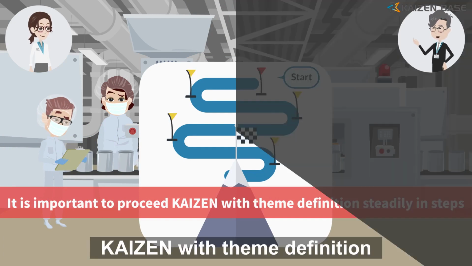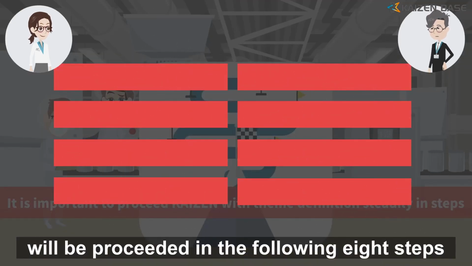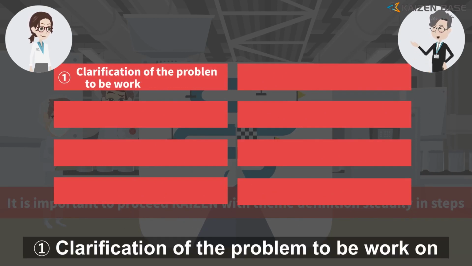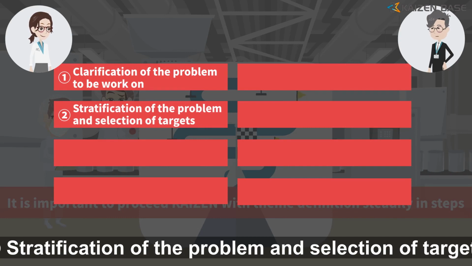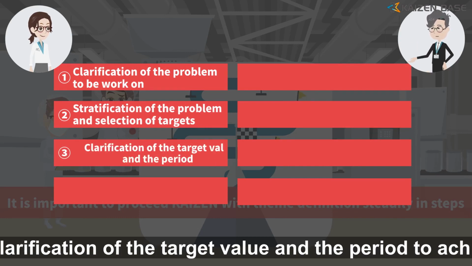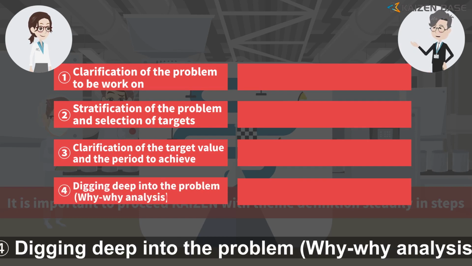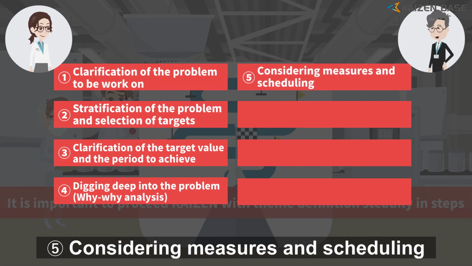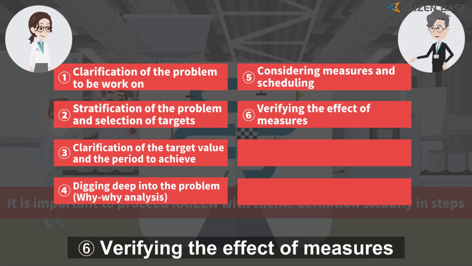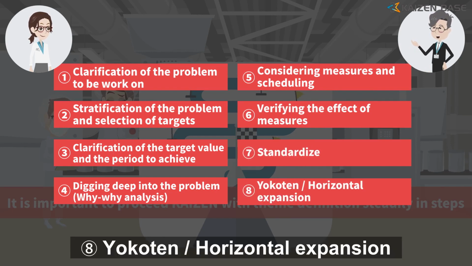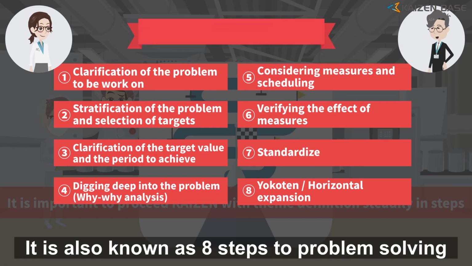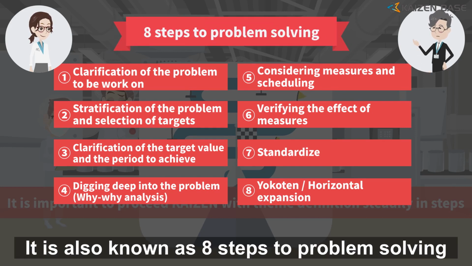Kaizen with theme definition will be proceeded in the following 8 steps. 1. Clarification of the problem to be worked on. 2. Stratification of the problem and selection of targets. 3. Clarification of the target value and the period to achieve. 4. Digging deep into the problem, why analysis. 5. Considering measures and scheduling. 6. Verifying the effect of measures. 7. Standardize. 8. Yokoten/horizontal expansion. It is also known as 8 steps to problem solving.